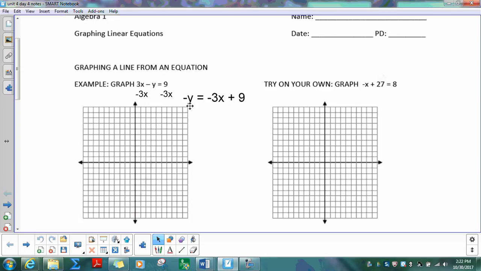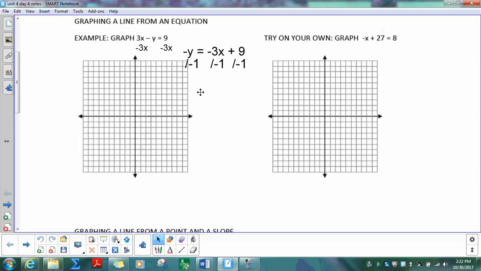Now we've got to get y by itself. So we're going to divide by this invisible negative 1 here. Divide everything by negative 1. So we end up getting y equals positive 3x minus 9. Now 3 is our slope, which we can write as 3 over 1, positive 3 over positive 1. And negative 9 here, that's our b, which is our y-intercept.